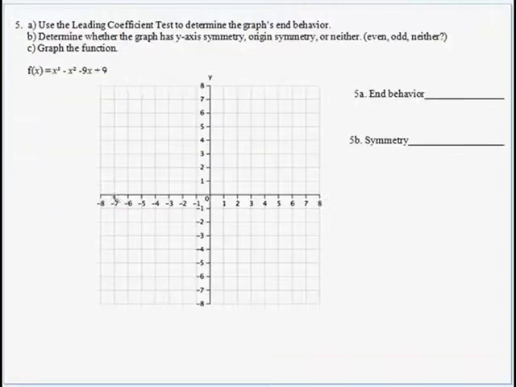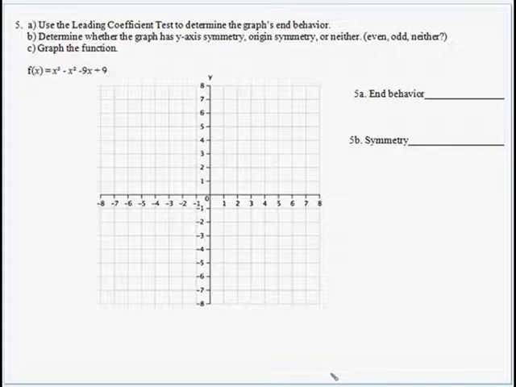And moving on. Number 5. This is sort of the 5-point one. We're going to fully graph this one. Use the leading coefficient test to determine the graph's end behavior. Determine whether the graph has y-axis symmetry, origin symmetry, or neither. Just is the function even, odd, or neither. And do a nice graph of the function.